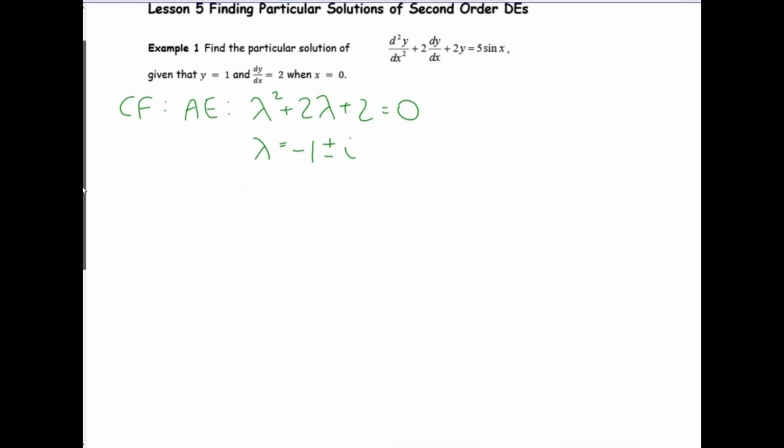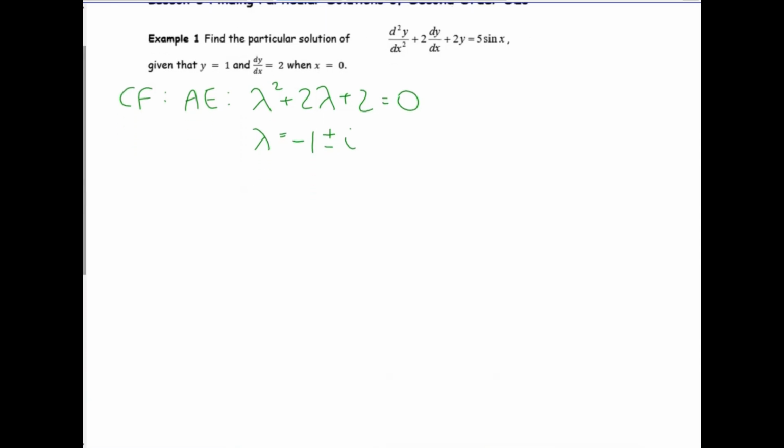We've got complex roots, so this tells us that our complementary function has the form y equals e to the real part of x, so e to the minus x, and then times by a cos of the imaginary part x, which is just 1 in this case, so a cos x plus b sin x. Okay, make sure you learn those forms.